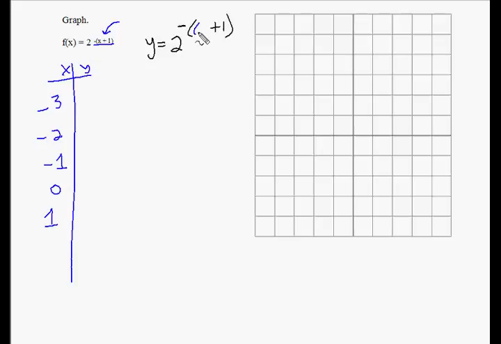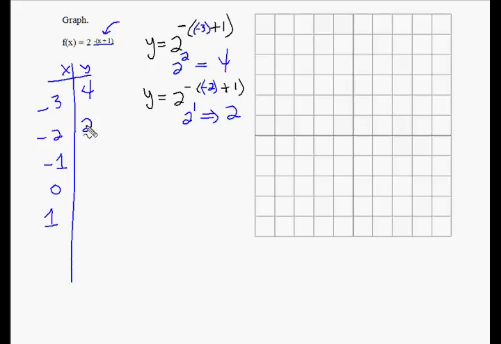So we'll first put in negative 3, and negative 3 plus 1 is negative 2, and then I want the opposite of negative 2, and that would be positive 2. And 2 raised to the positive 2 power is 4. So the next number on our list is negative 2. So negative 2 plus 1 is negative 1, and the opposite of negative 1 is positive 1, and 2 raised to the positive 1 power is 2.